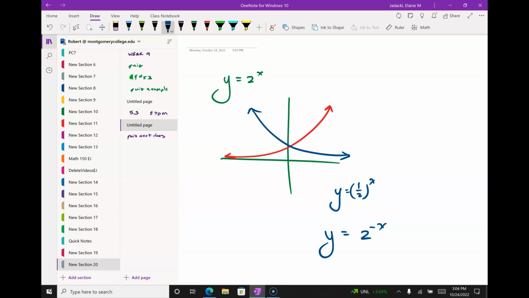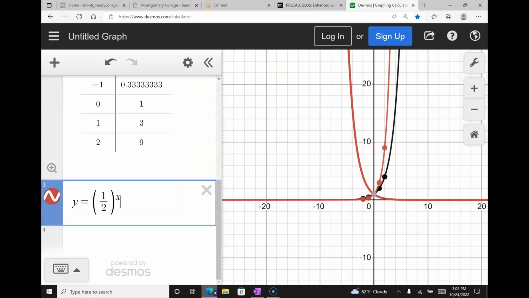So the book's going to give you a bunch of functions to graph. It's going to ask you domain. It's going to ask you range. It's going to ask you horizontal asymptote, right? They should all be kind of obvious.